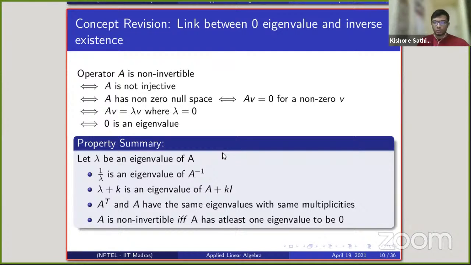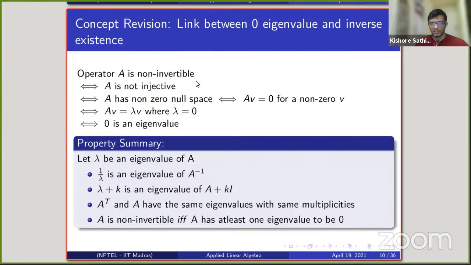All right, we used a bunch of properties in the previous slides related to eigenvalues, and it's a good idea to summarize all of this. So if lambda is an eigenvalue of A, the first thing we said is that if the inverse exists, then the eigenvalues are going to be 1 by lambda. And the second property we use is that if we add some multiple of the identity matrix, some k times I to the matrix A, the eigenvalues of the original matrix A will also get added by k.